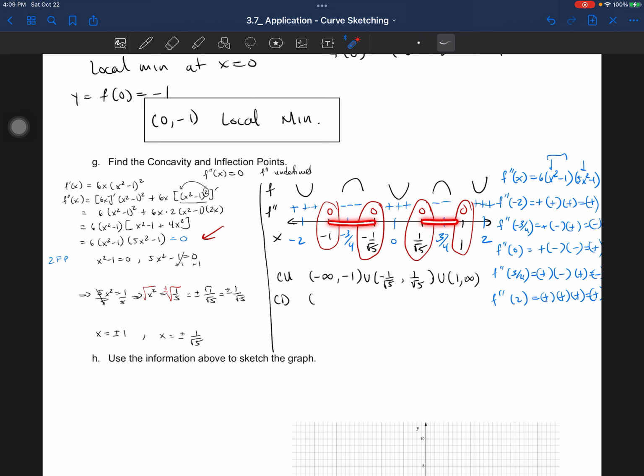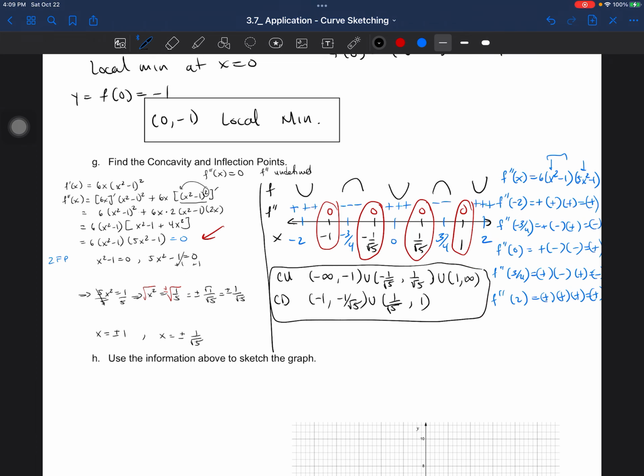And then concave down from negative 1 to negative 1 over square root of 5, and from 1 over square root of 5 to 1. Okay, and there you go.